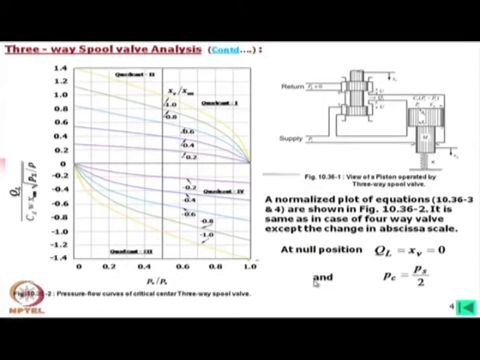Now, what we find is the control pressure P c is P s by 2, because we have taken the area ratio 2. So, at that condition P s by P c is equal to 2, that means P c by P s is equal to 0.5, this means here. What we consider is that Q L is equal to 0 and our control pressure is here at null position.